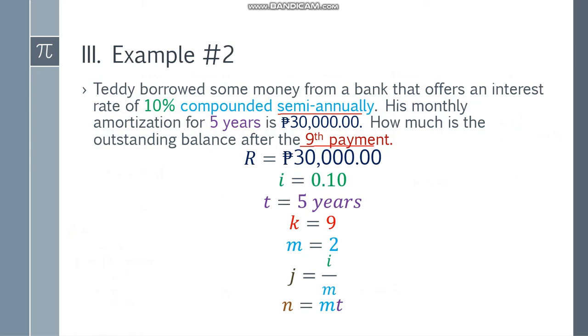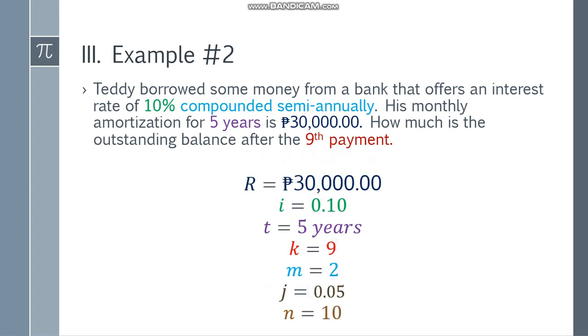Now, I've already changed the rate. So 10% is 0.10 in decimal form. For J, J is equal to 0.10 over 2, so that will be 0.05. For N is equal to MT, M is 2 since it's compounded semi-annually, so 2 times 5, that will be 10.